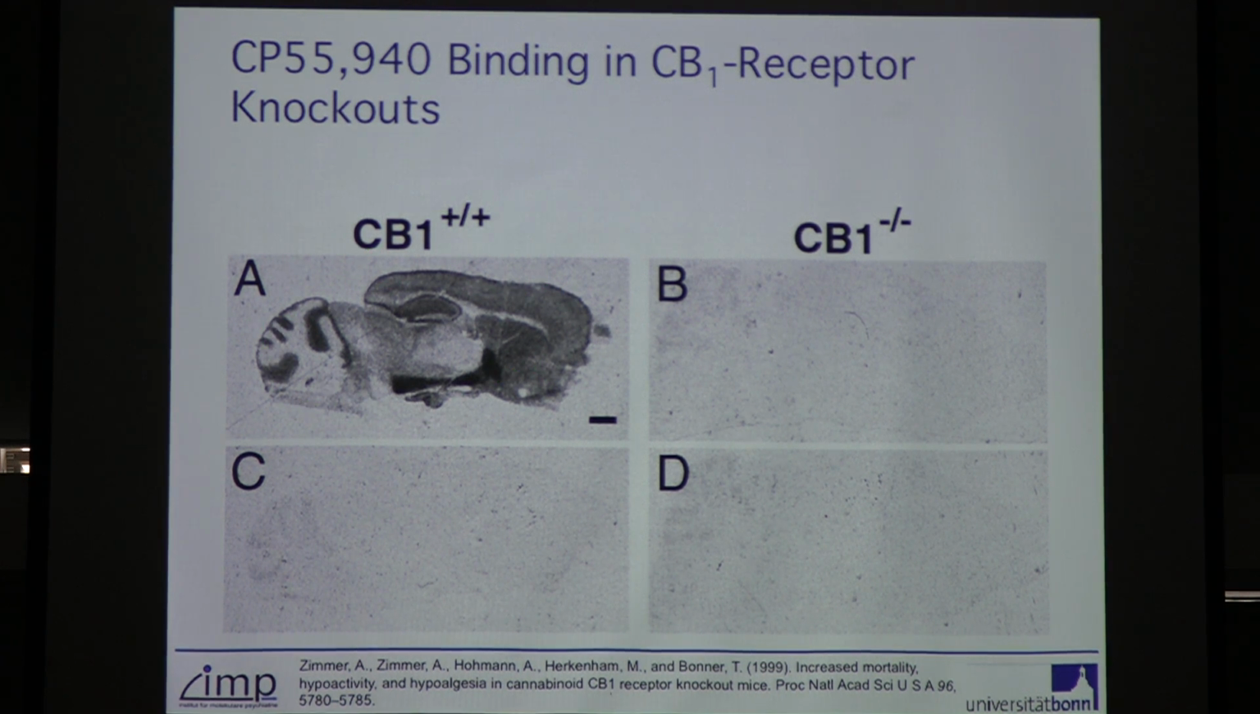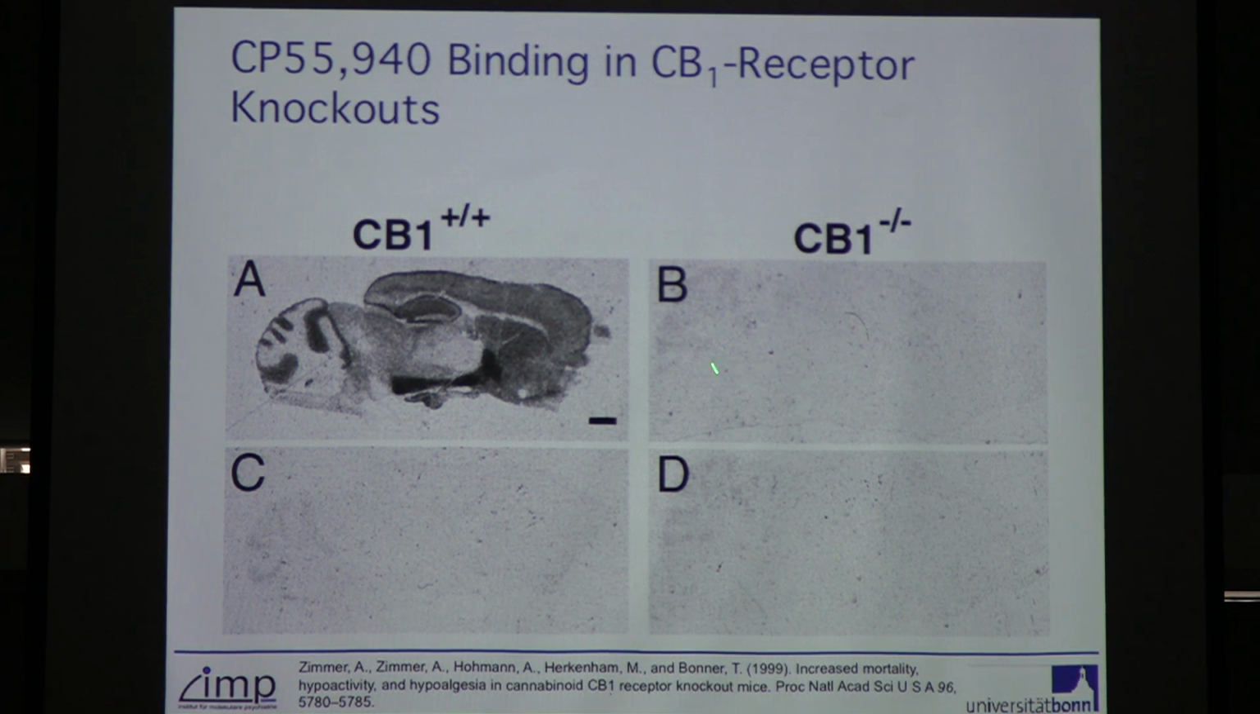These are the binding sites in wild-type mice, using CP55,940, exactly the same radioligand I showed you before. And when we delete CB1 receptors, there is no residual binding in the brain. So to us, this was already a very strong indication that most of the effects, if not all of them, of THC on the brain should be mediated by CB1 receptors. Now, because really all binding sites are gone, this was an argument for me that CB2 receptors can only play a minor role.